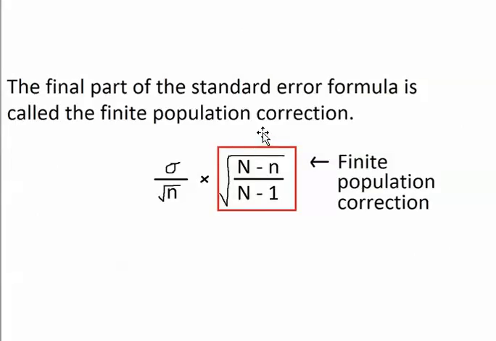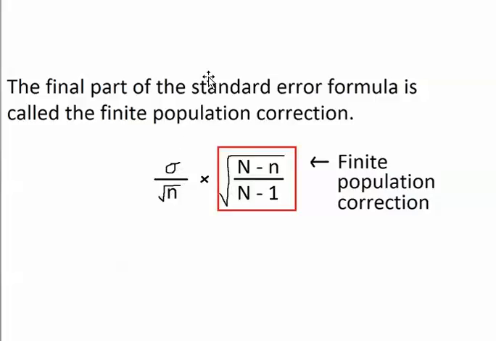Now I want to discuss this last part of the standard error formula. It actually has a name. It's called the finite population correction. And it turns out that this part of the formula actually only has to be used when the population size and the sample size are close to each other. If the population size and sample size are far enough apart, this part of the formula can actually be dropped off, and this over here becomes the entire standard error formula.